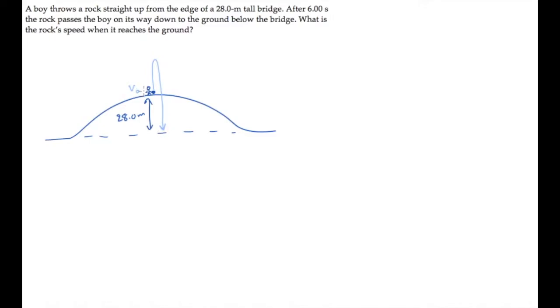The initial speed is v0, and we're told that it takes 6 seconds for the rock to get back to the height from which the boy threw it. Then we're asked to find the speed v that the rock hits the ground with. The first thing we'll find in solving this problem is the rock's initial velocity v0.